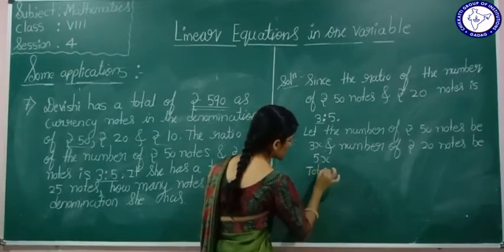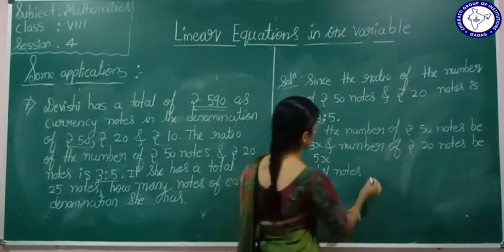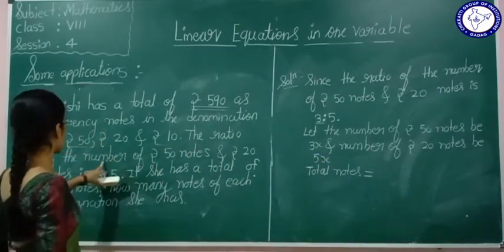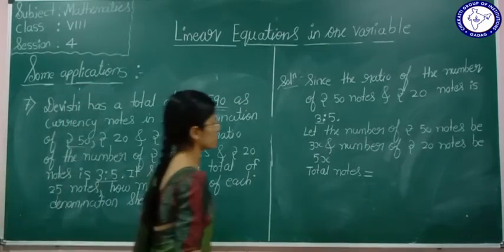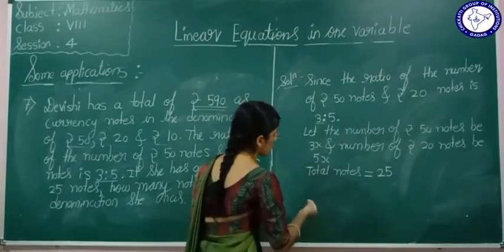Total notes, how many does she have? Total notes is equal to, how many are given? That is nothing but 25. Total notes is equal to 25. Okay, now see here.